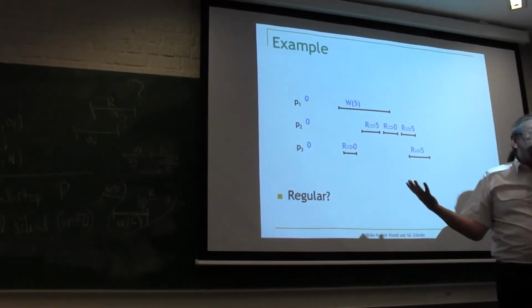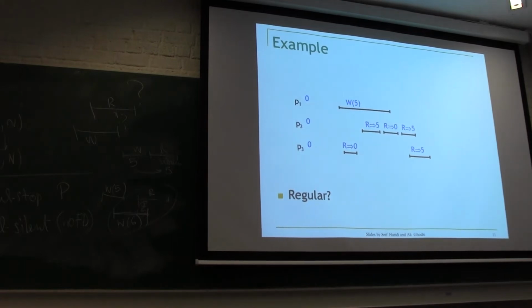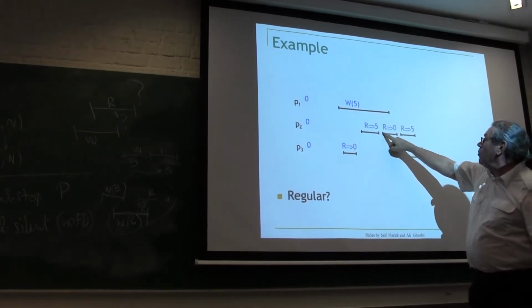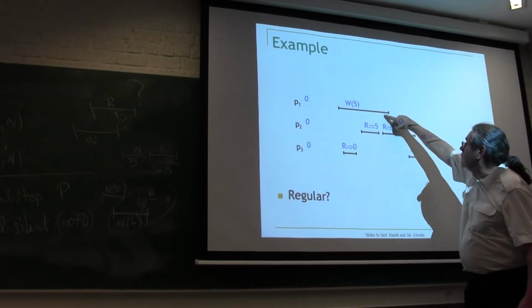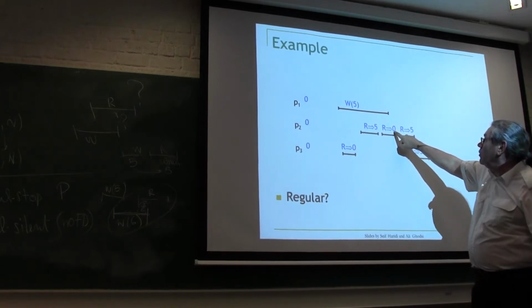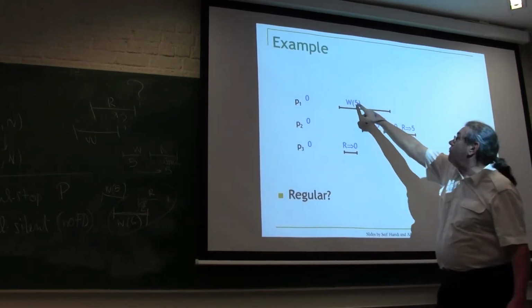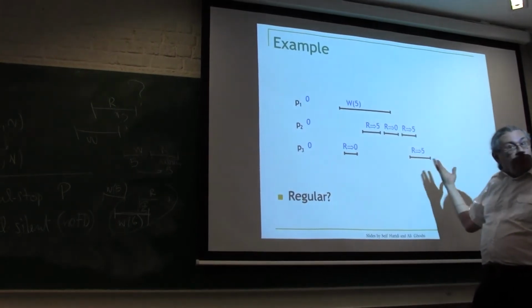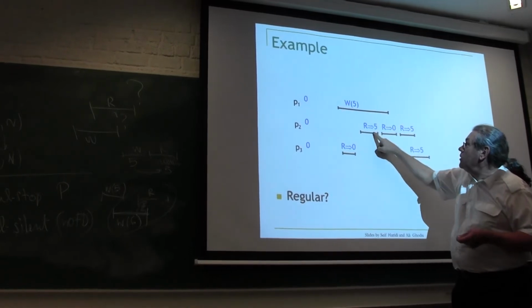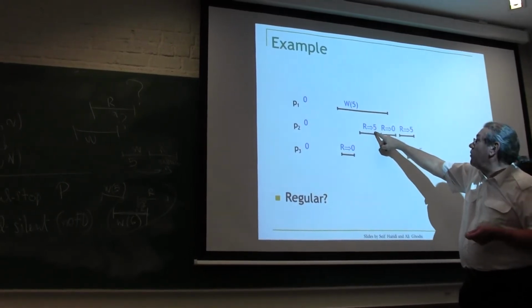So is this a regular register? Now you have to tell me. Is this regular? Is this correct? Why? Because the read and the write, which is not correct, are concurrent. So which one? The 0 and the 5. This one and this one are concurrent. So it may read the older value. That means it's allowed to return 0, which is the previous value, or 5. And it's returning 0, so that's okay. This one returns 5. This is again concurrent. So this one also is allowed to return 0 or 5.